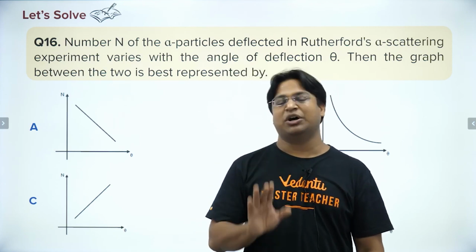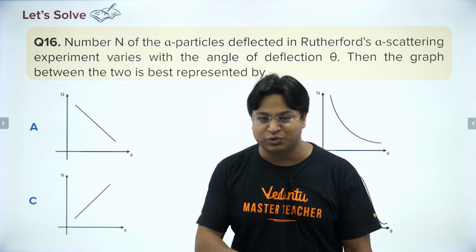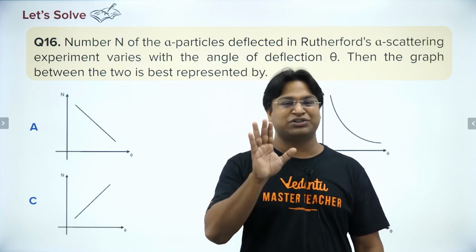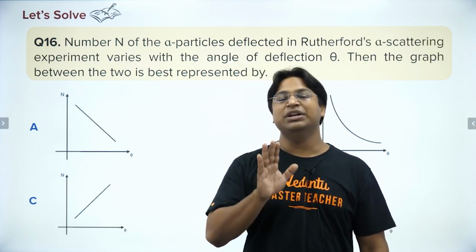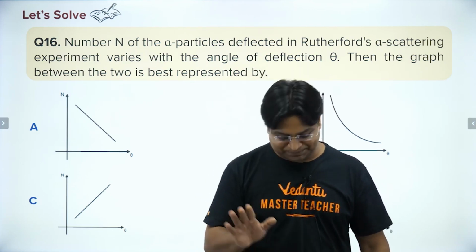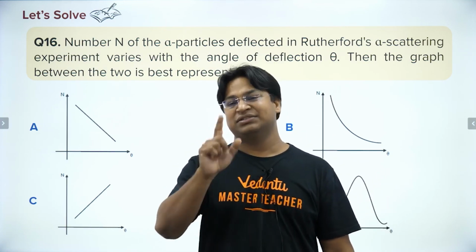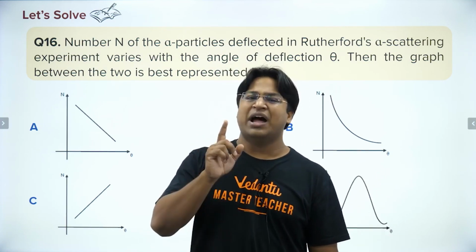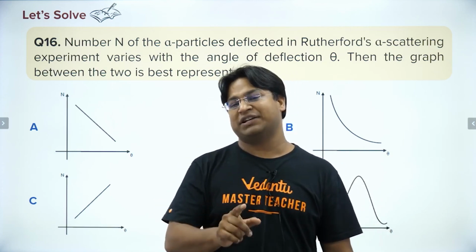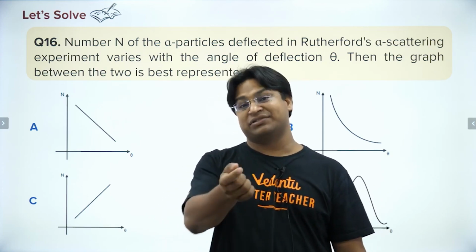I hope you remember this qualitative description of what happened when Rutherford conducted this experiment. This was the observation, and it is taught in schools and in coaching institutes without going into the formula. So I'm not going into the formula. You are told the majority of the particles go undeviated, some are deflected by small angles, and very few are deflected by large angles, like very few particles return back.